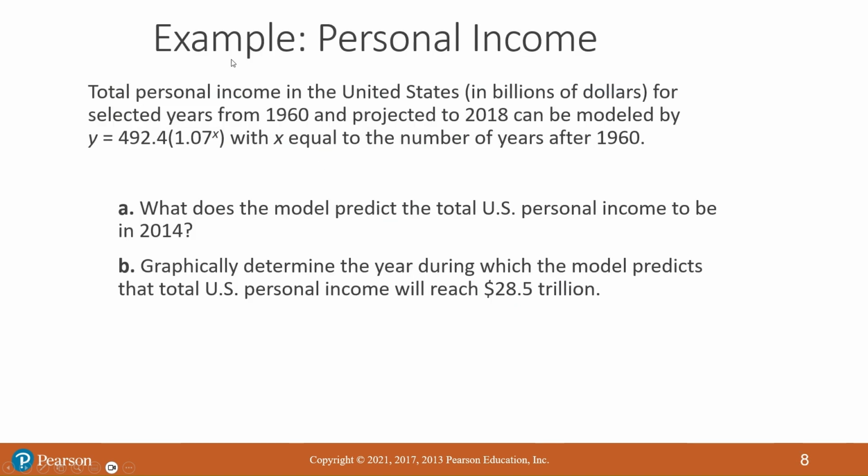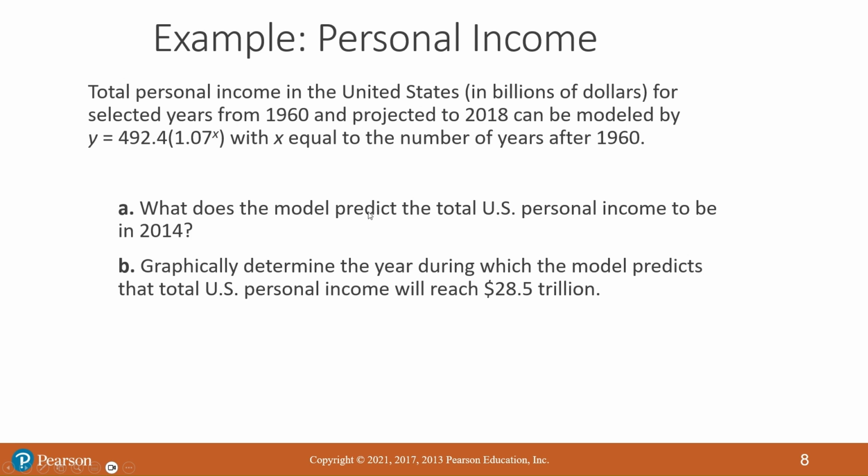Let's try an example. The total personal income in the United States in billions of dollars for the selected years from 1960 and projected to 2018 can be modeled by y equals 492.4 times 1.07 raised to the x, with x equal to the number of years after 1960.